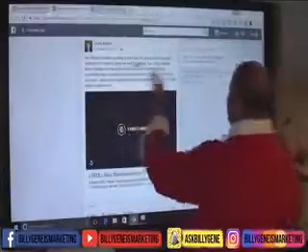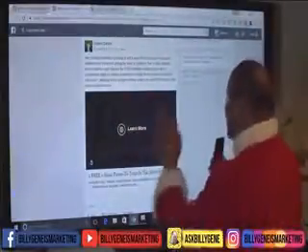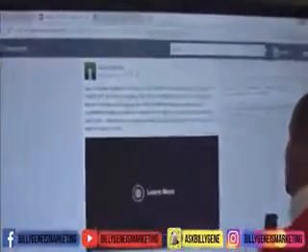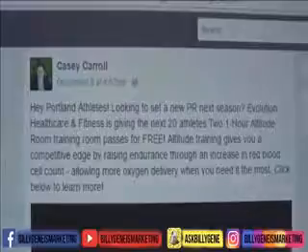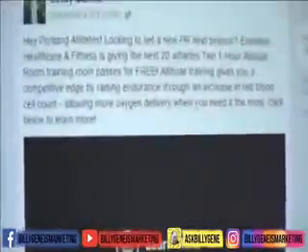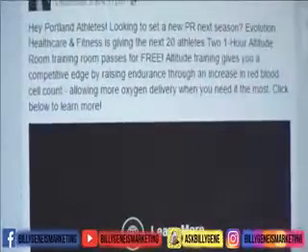So right now it says Evolution Healthcare and Fitness is giving the next 20 athletes 2 one-hour altitude room training room passes for free. I love the offer. Like, I would want to do that. You get 2 of them and they're 1-hour passes. Maybe I can bring a friend, something like that. That's cool. I get to see the experience.